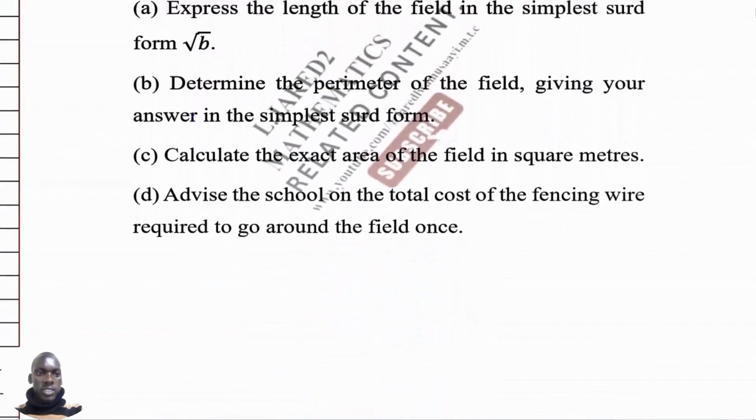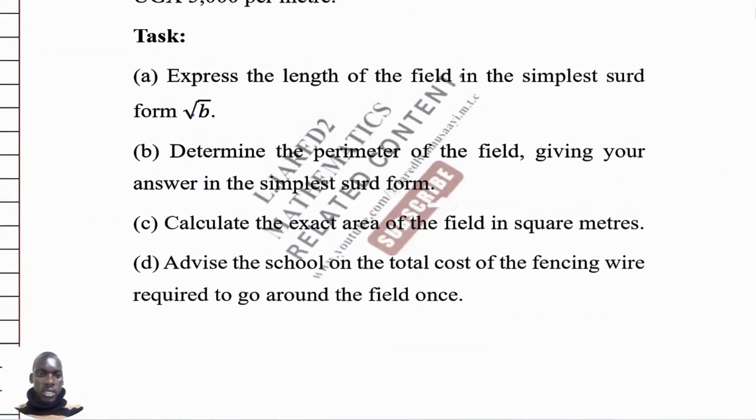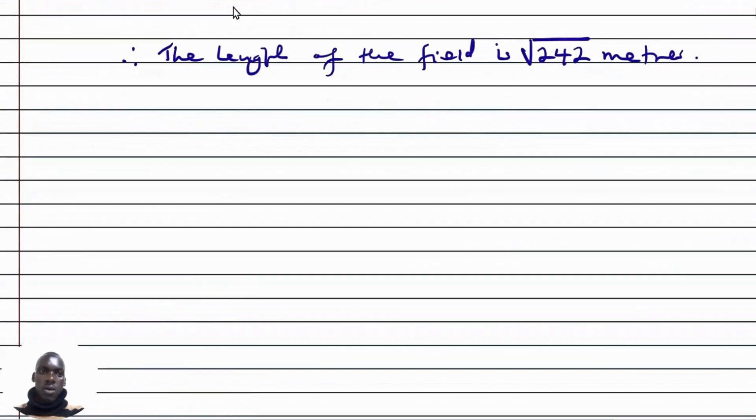Then let us move to part B, still of our item. It reads: determine the perimeter of the field, giving your answer in the simplest surd form. So for part B, we need to determine the perimeter of our field. Since the field is a rectangle, the perimeter of a rectangle is given by the formula, twice the length plus the width.